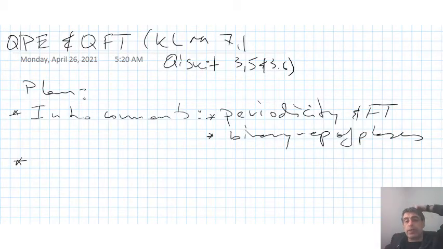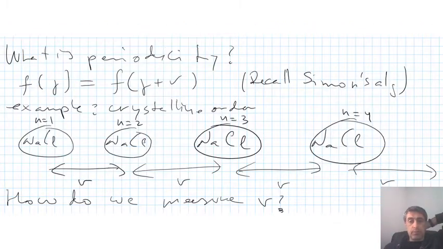Okay, so the plan is very simple, to describe how the quantum Fourier transform works. These are the slides for Monday, the basic discussion of periodicity as the chief application of Fourier transforms in physics and mathematics. This is a cartoon.